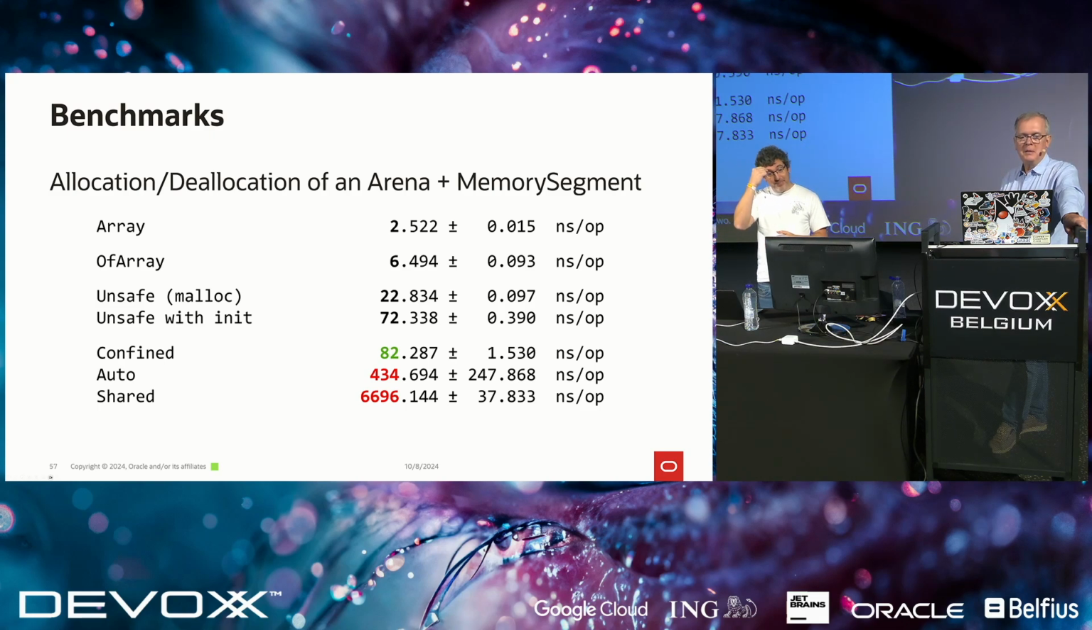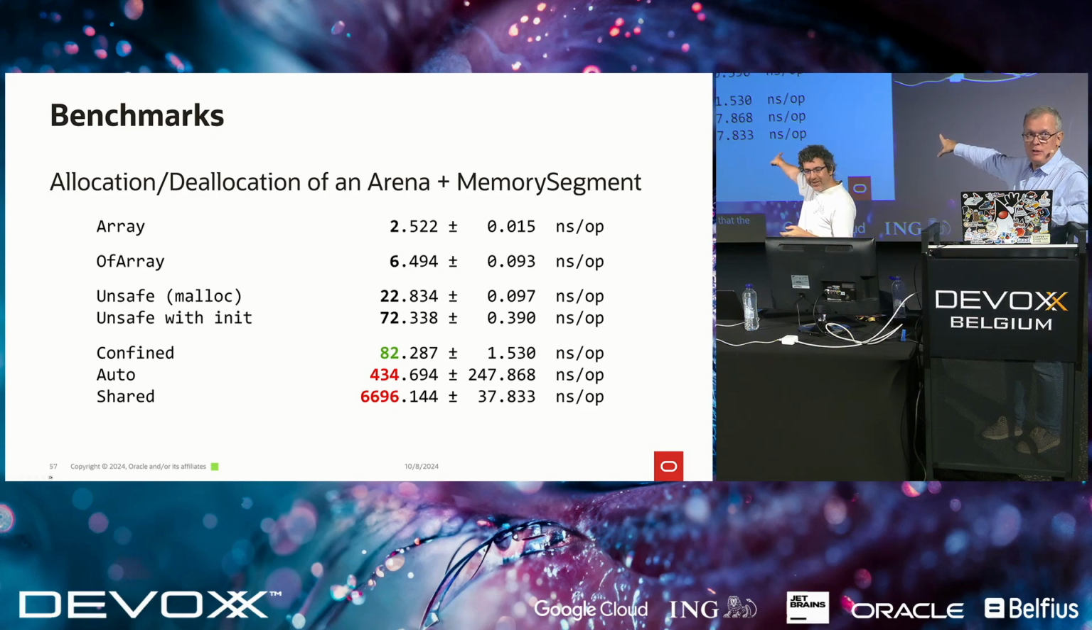Okay, more benchmarks. So ofConfined is quite expensive, but it's far less expensive than using ofAuto and ofShared. So why is ofAuto expensive? ofAuto is expensive because this is a legacy implementation, and the legacy implementation does something quite, let's say, weird. What is funny is that the error is plus or minus 250. Take a look at the error.